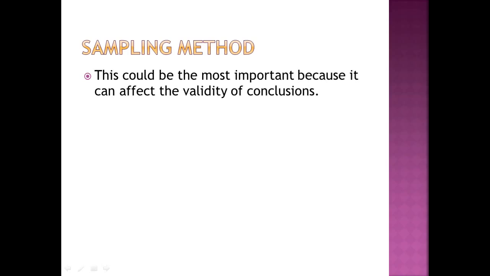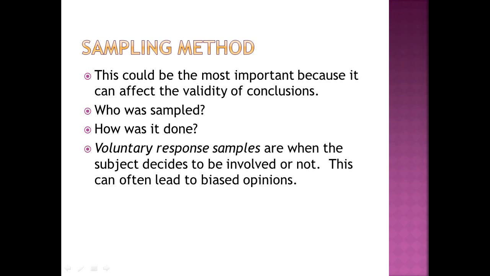The sampling method. This could quite possibly be the most important of all of them. It can affect the validity of your conclusions. If you didn't sample correctly, you could get skewed conclusions, meaning that your result really isn't balanced. Take into account who was sampled and how it was done. Was it done ethically? Was it not done ethically? Was it done quickly or was it not?